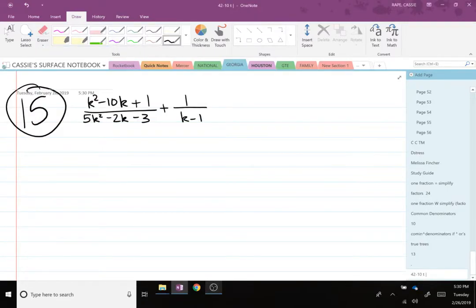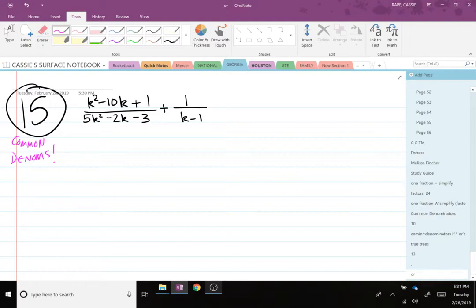You are looking at number 15 from your Rationals study guide. Notice, this is addition. If it is addition or subtraction, you must find, let's say it together, common denominators.